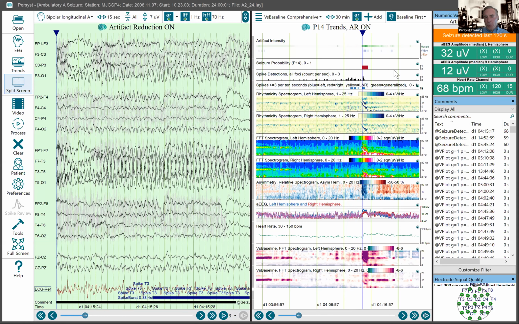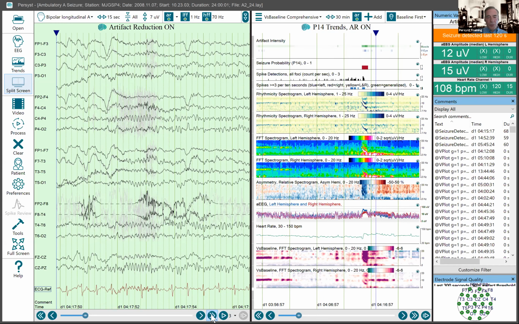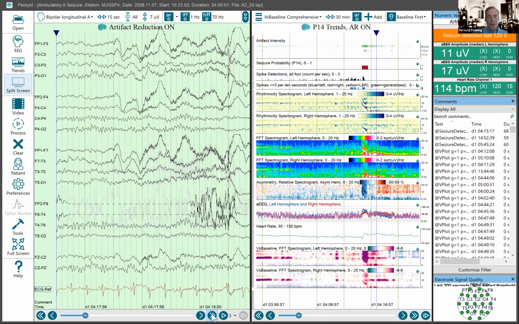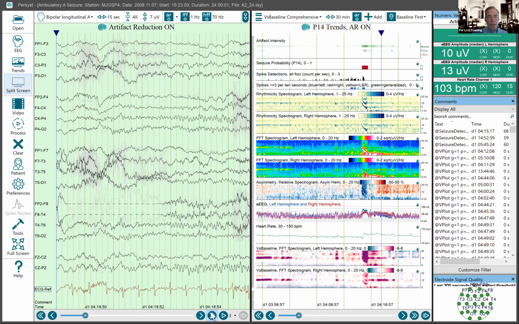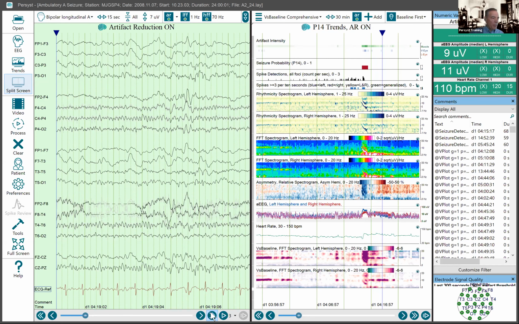Now following the seizure, we don't see any seizure detections or spike detections after that. If we page to this, we see that we're not getting spike detections. We're in that postictal pattern. Paging through that, I'll stop here for a moment because I may be outrunning the internet at this point. And then let's zoom out a little bit because we're going to look at one other thing.